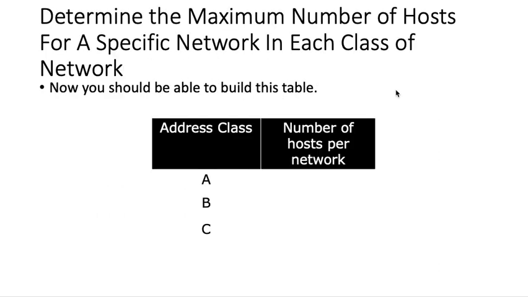Okay, now based on that, work through this. In Class A, Class B, and Class C address spaces, based on the number of combinations that are possible for the hosts, the number of bits that are assignable in that particular address, how many hosts should you be able to assign in that network? So do the math on that, and I'll move on to the next slide in just a second.